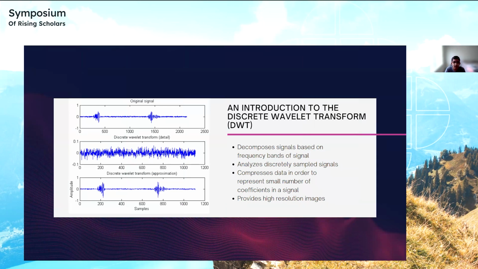Now, coming straight to the point, the discrete wavelet transform is an EEG signal processing technique that is used for analyzing discretely sampled EEG signals, making it easier to extract features from these signals. It also compresses data in order to make it easier to identify the abnormalities in the EEG signals. Finally, it is also useful for providing high resolution images of these signals, and this can help for EEG signal feature extraction, which is digging deeper into the EEG signals to identify abnormalities as mentioned before. And this could also prevent the loss of time during EEG signal processing, unlike the Fourier transform.